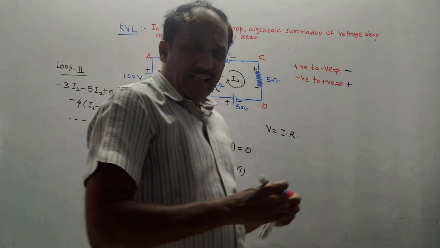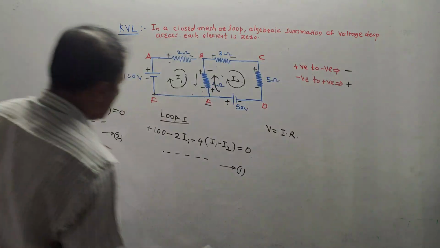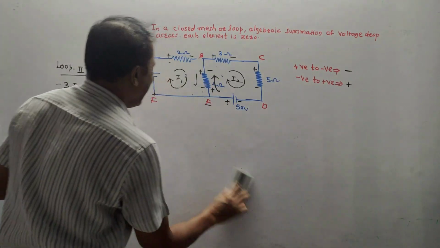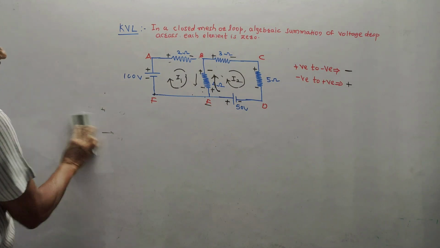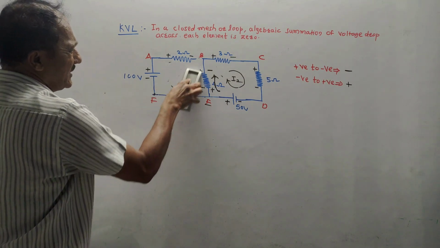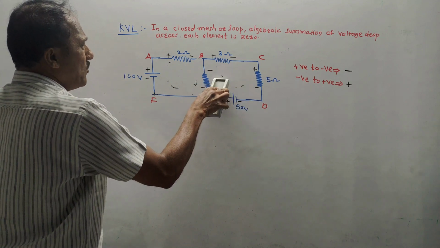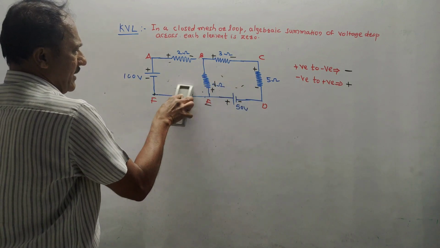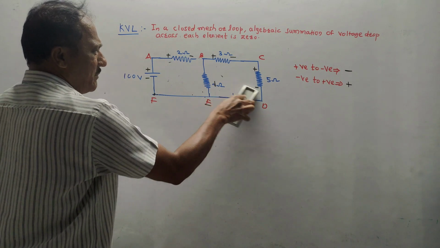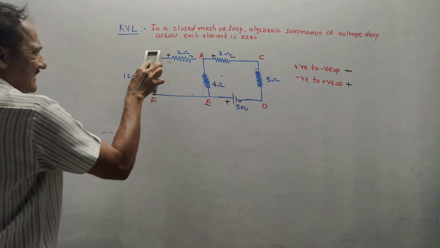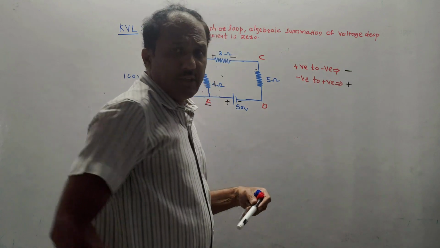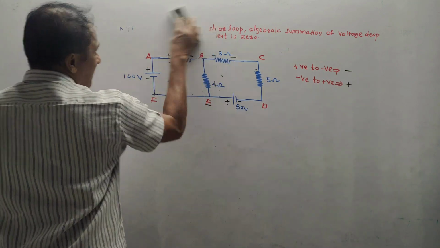Now, on the calculator, you just have to solve these two equations and you will get the answers for currents I1 and I2. Dear students, this is the simplest technique to solve any numerical related to KVL. The numerical can be anything, values can be changed, but the procedure remains the same. You just have to follow these two rules. This is about the KVL.